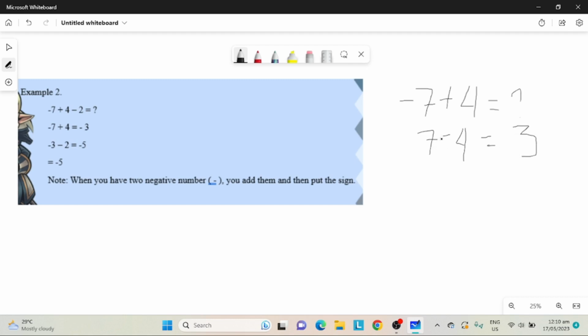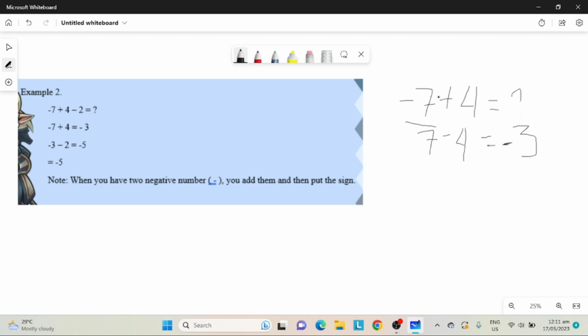So 7 minus 4 is equal to 3. And copy. Take note, always take note, students. After you have changed the operation, you have subtracted the numbers. Always copy the sign of the larger number. So 7 is the larger number, and we have the negative 7 here, so it's negative 7, so we have negative 3.